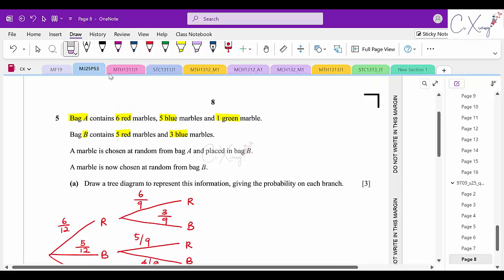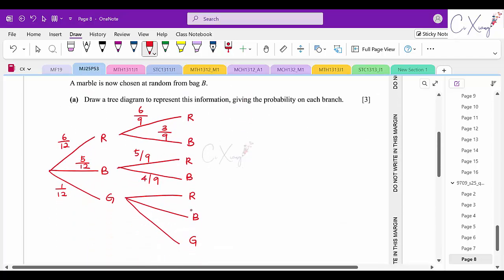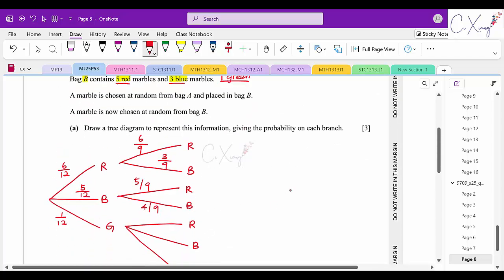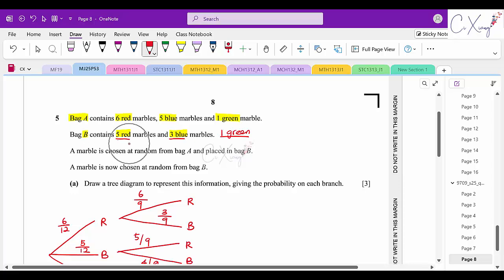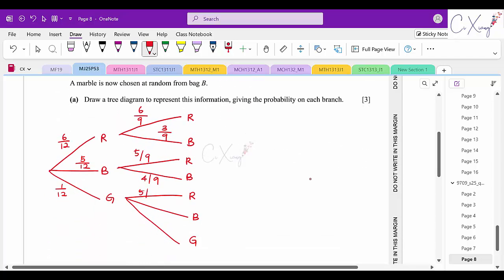Okay, right, then try to imagine again. Just now, I got a green color from bag A. I put it back into bag B. Now bag B is having 5 red, 3 blue, and also 1 green. So from here, in total, there are still 9 marbles now. What is the probability for you to get the red color marble? So red color marble is 5 out of the total. So 5 plus 3 plus 1 is 9. Therefore, you will be having 5 over 9.